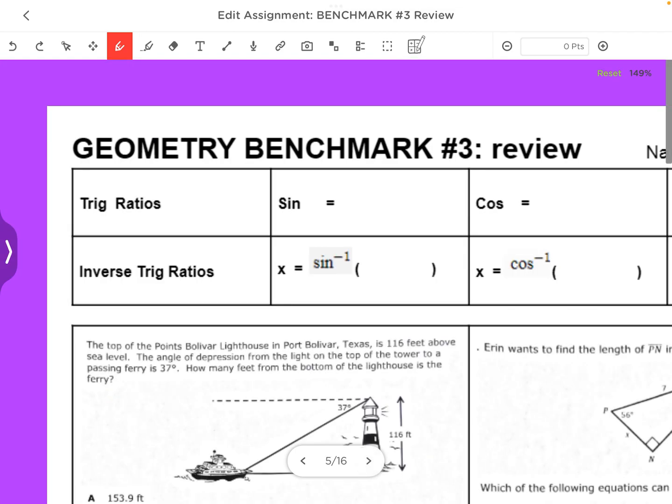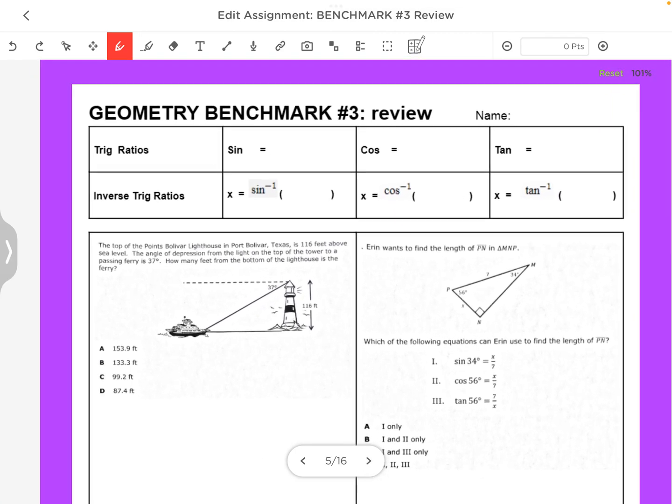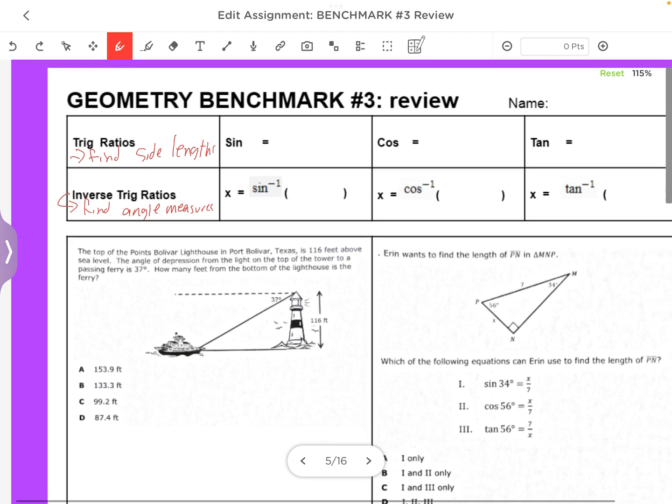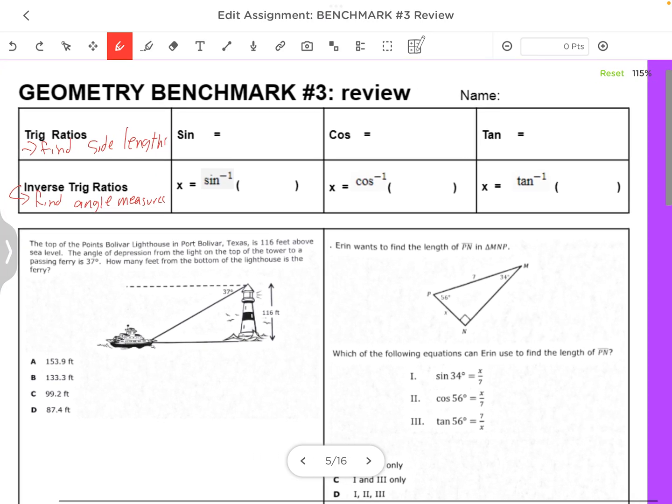Let's keep it moving. Now we're going to talk about what we talked about most recently. So we talked about trig ratios and inverse trig. Trig ratios are used to find side lengths, right? And then inverse trig is used to find angle measures, so how large an angle is. We talked about those three ratios: sine, cosine, and tangent.